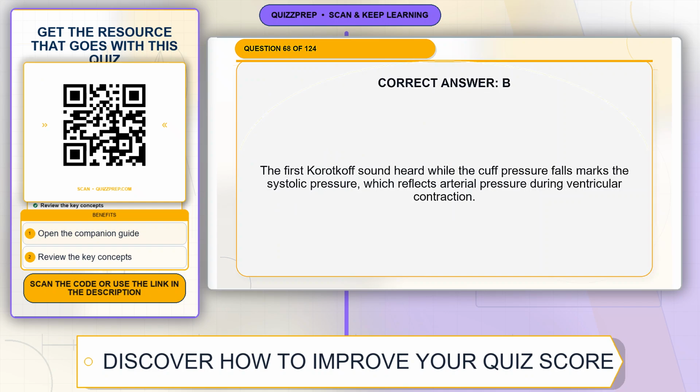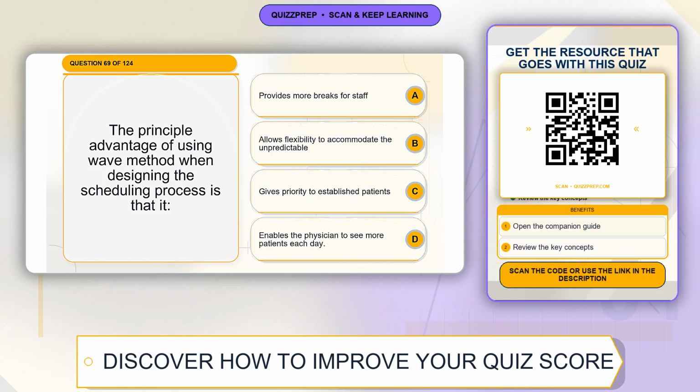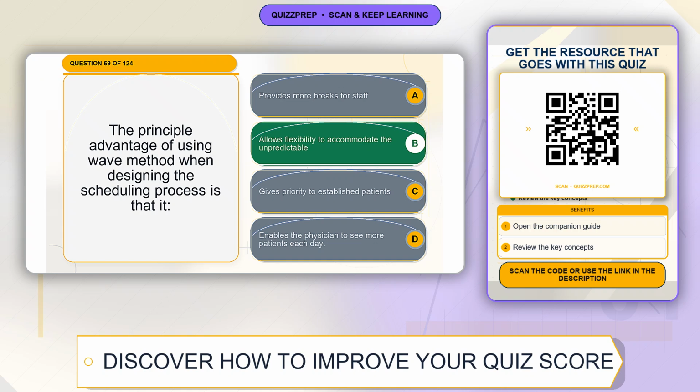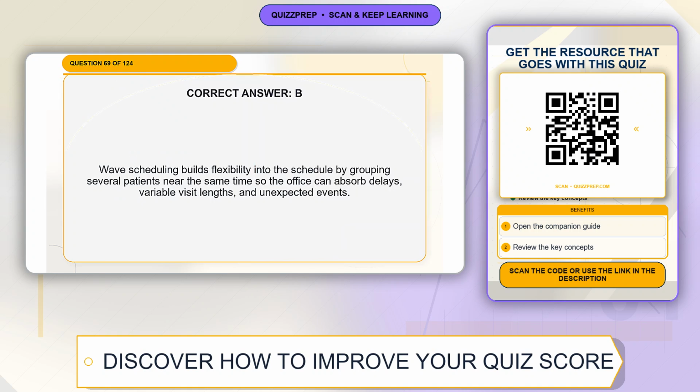ventricular contraction. Question 69. The principal advantage of using the wave method when designing the scheduling process is that it: Option A, provides more breaks for staff. Option B, allows flexibility to accommodate the unpredictable. Option C, gives priority to established patients. Option D, enables the physician to see more patients each day. The correct answer is option B, allows flexibility to accommodate the unpredictable. Explanation. Wave scheduling builds flexibility into the schedule by grouping several patients near the same time so the office can absorb delays, variable visit lengths, and unexpected events.